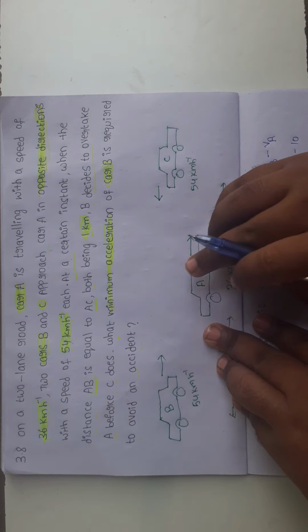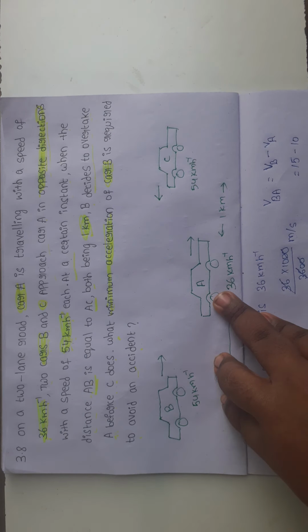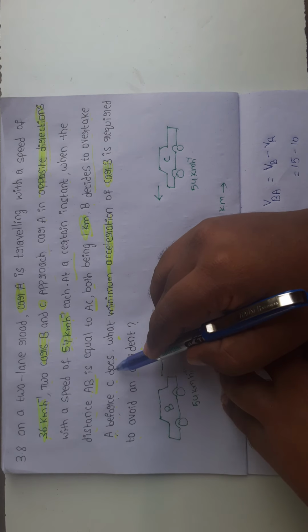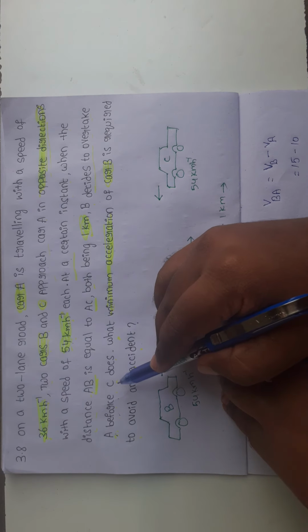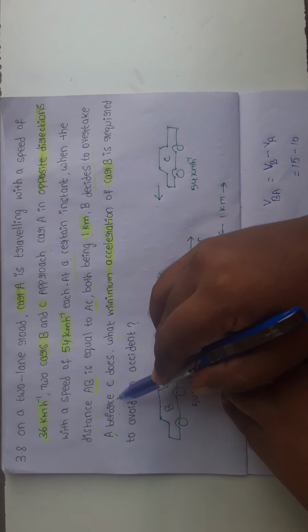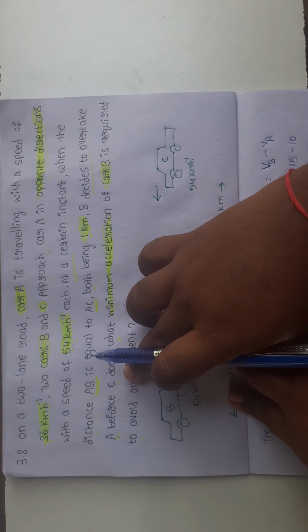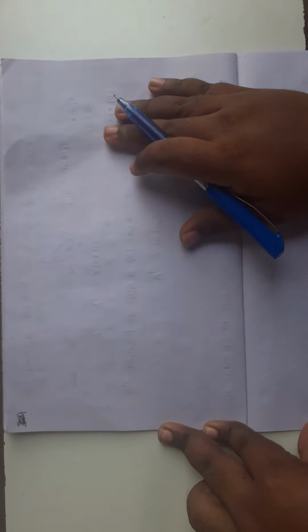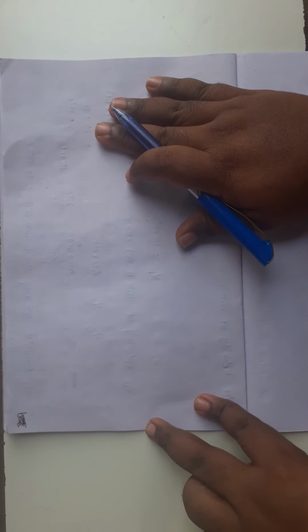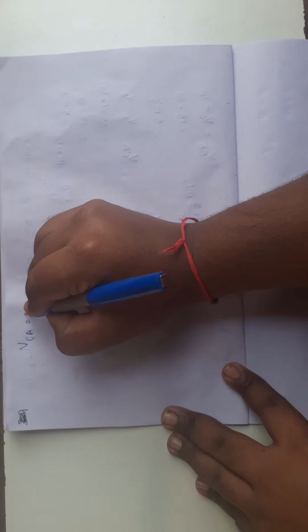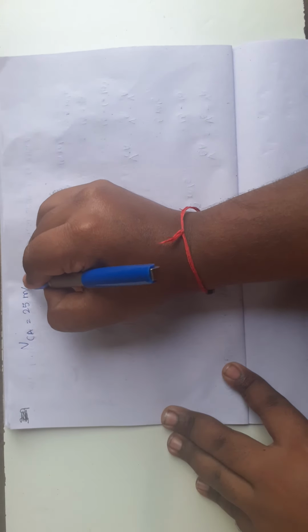See the question, what we have to find. B decides to overtake car A before C does. Here, overtake means first of all C overtakes car A before B. Find the time. First of all I am going to find the overtake by car C. So the relative velocity of C to A equals 25 meters per second.